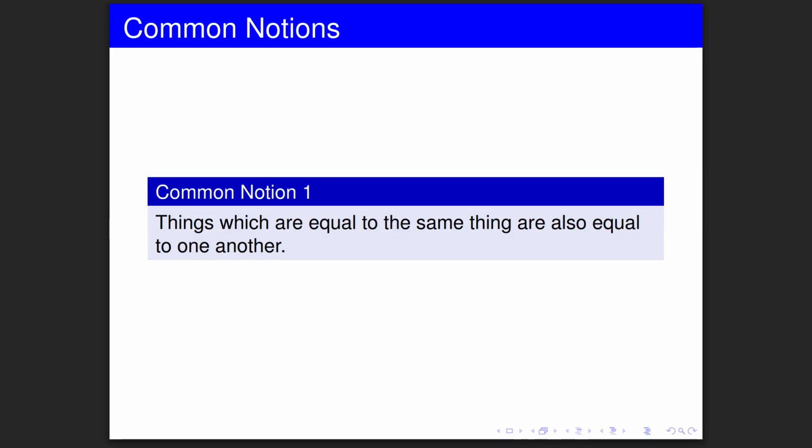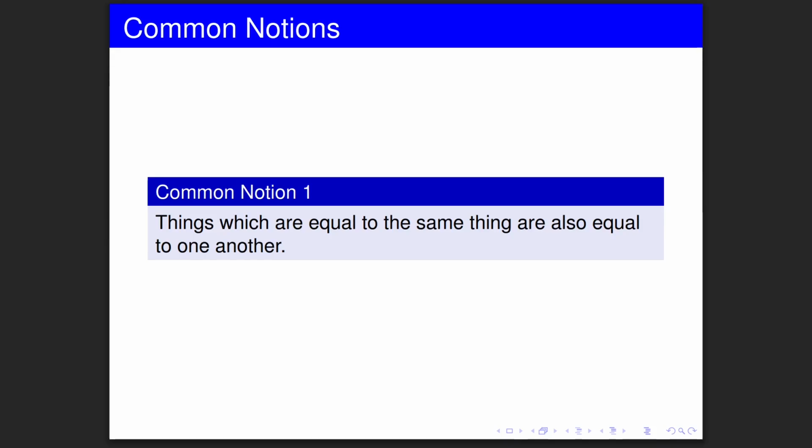So common notion 1, things which are equal to the same thing are also equal to one another. So remember that the common notions are meant to be self-evident statements, and this one is fairly self-explanatory. This is talking about the transitive property of equality, which says that if A is equal to B and B is equal to C, then A is equal to C.